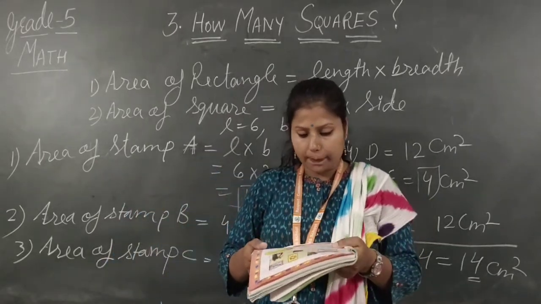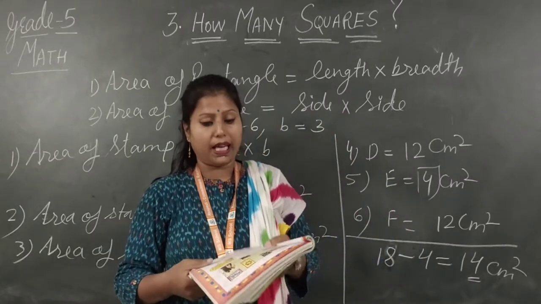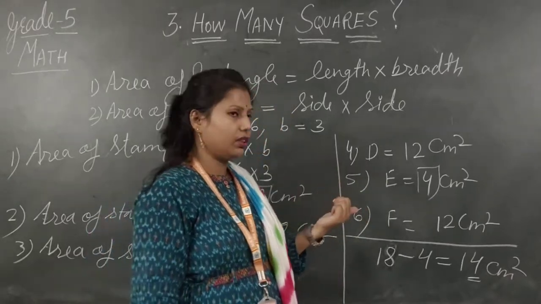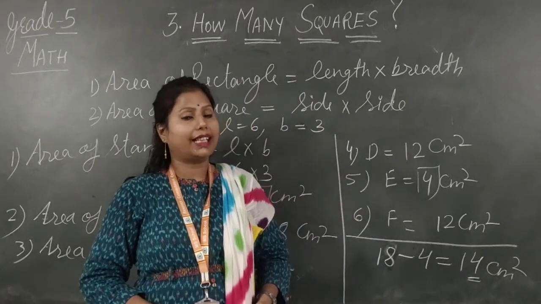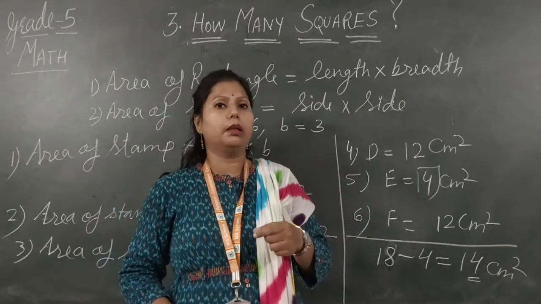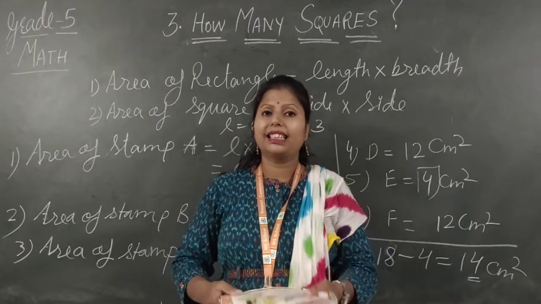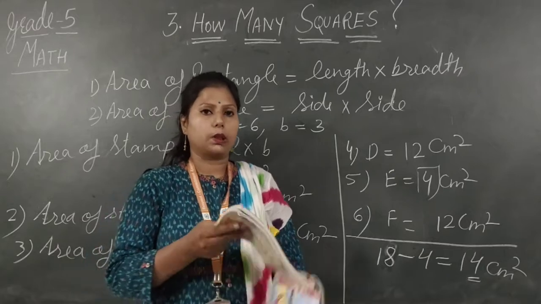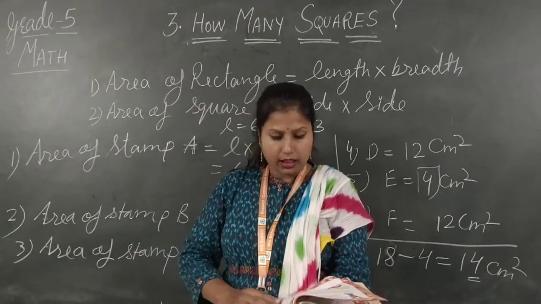Collect some old stamps, place them on the square grid, and find their areas and perimeter. Here we learn how to find the perimeter and how to find the area. So students, you have to collect some old stamps which are available at your home, make a grid like that, and find the perimeter and the area also. Now go for the next page, that is 30.